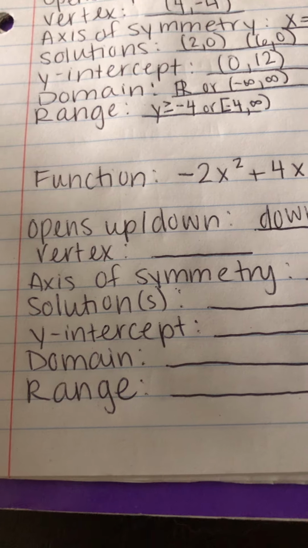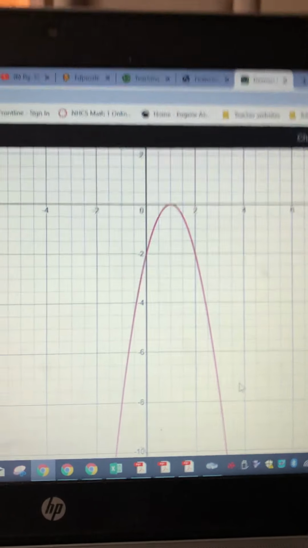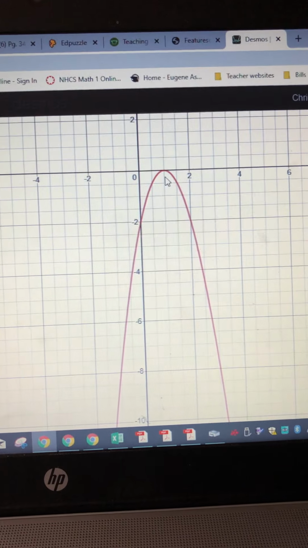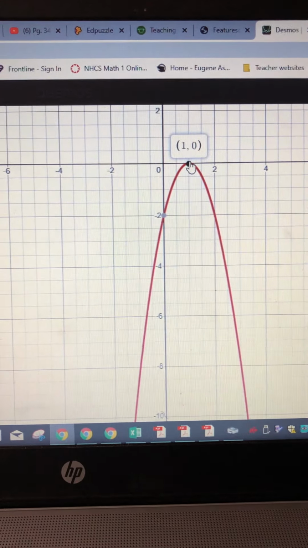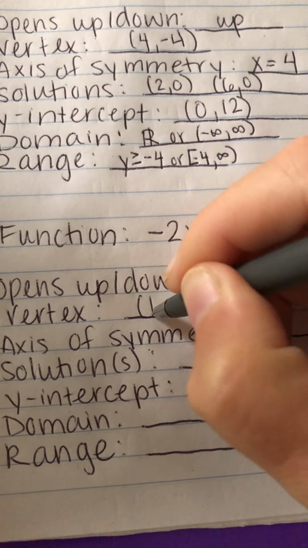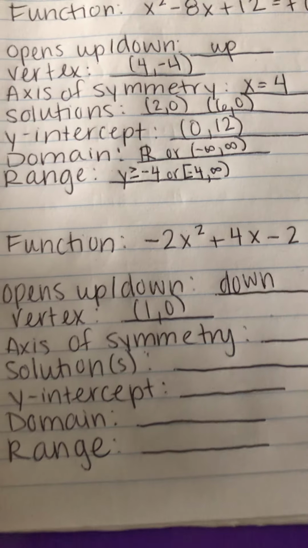Next up is the vertex. So we're looking for that turning point. So our turning point in this case, we're going to hover over. And it looks like our turning point is at 1, 0. That's our vertex. So vertex should be at 1, 0.